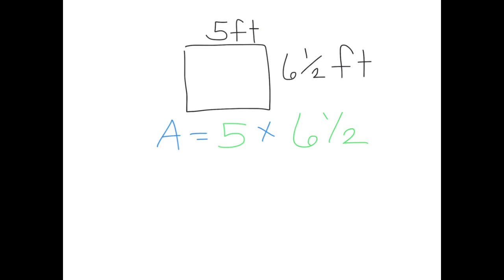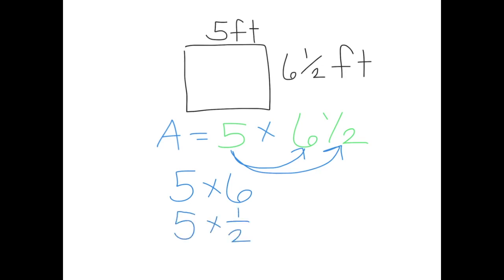Now, remember when we learned to multiply whole numbers by mixed numbers? It's really 2 problems. I have to do 5 times 6, then I have to do 5 times 1/2, because a mixed number is really 2 parts. So I'm going to go ahead and write out the 2 parts I need to do. All right, 5 times 6, that's an easy one. It's one of my basic facts. It is 30.